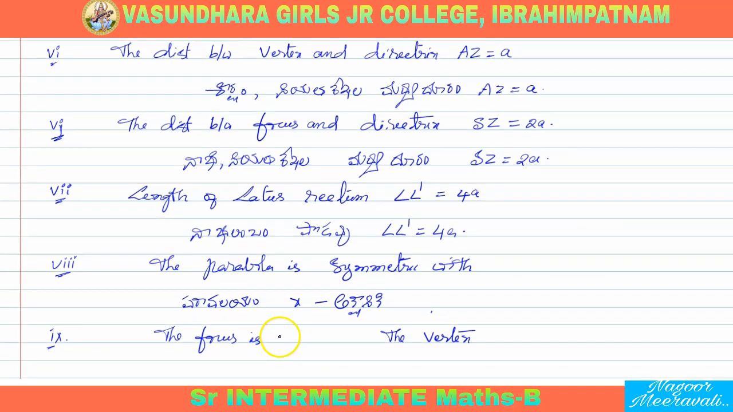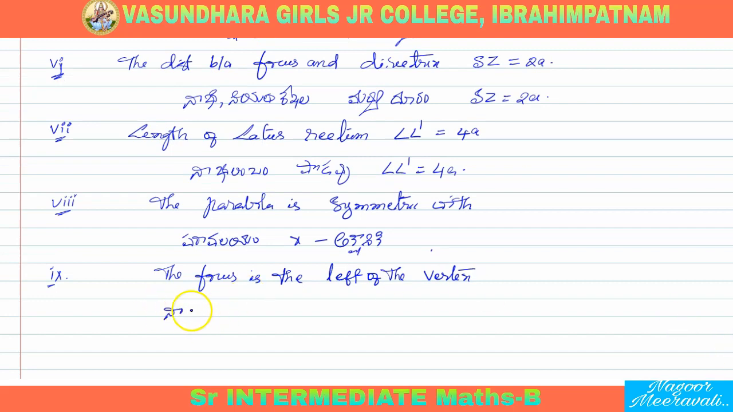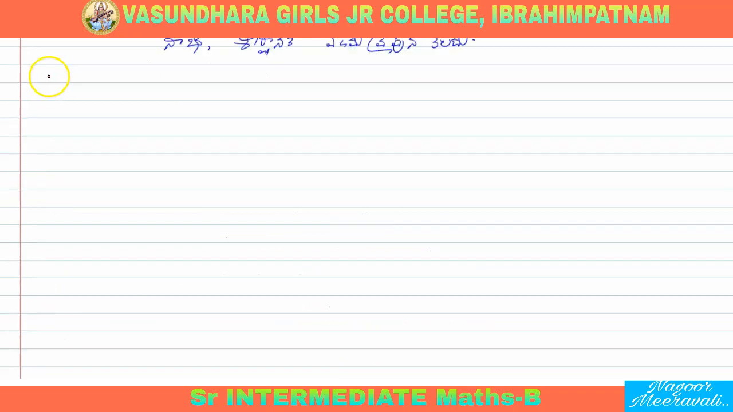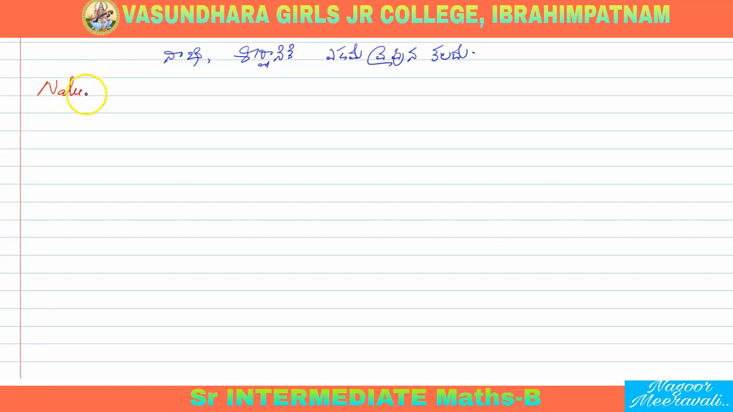The focus is to the left of the vertex. Okay? These are our properties. This is the nature of the parabola. Next, x square is equal to 4ay.